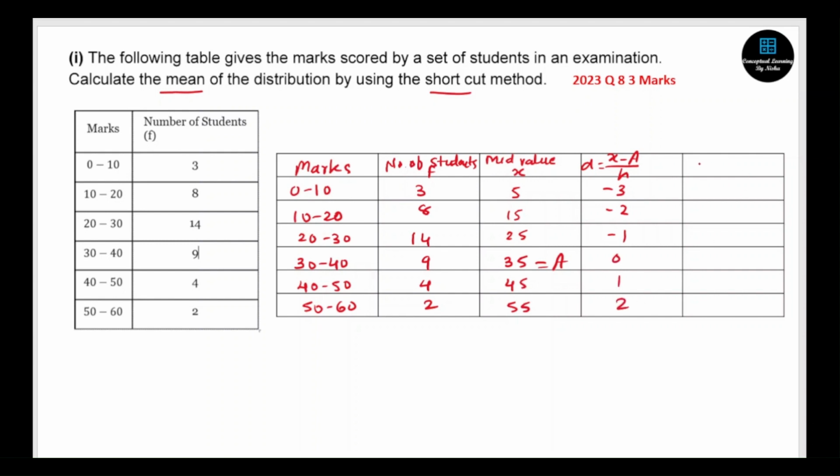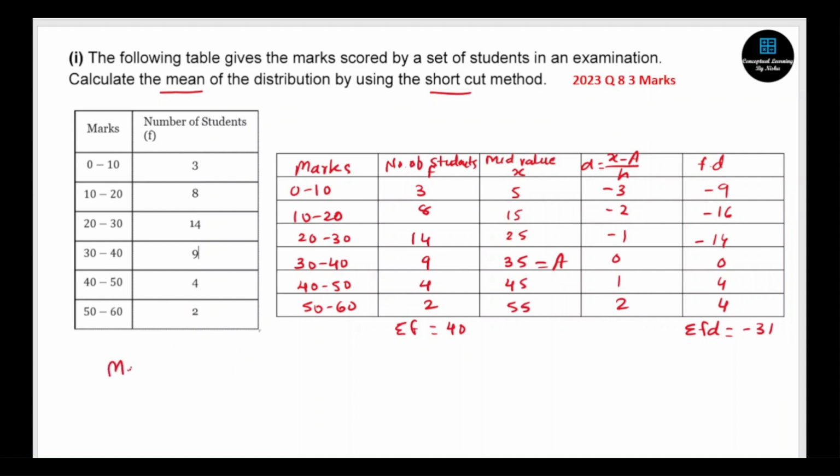And then we'll find F into D. When I find sigma FD, we'll get minus 31. Here I need sigma F also. Sigma F is equal to the total number of students, which is 40. Now we have this, and we can use the mean formula.